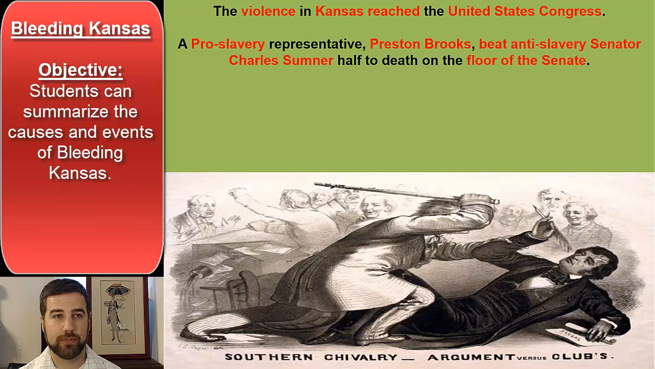And so Preston Brooks, who is a pro-slavery representative in the House of Representatives, comes to defend the honor of his cousin that Charles Sumner had ridiculed and said was basically sleeping in bed with slavery. And he comes to Charles Sumner on the Senate floor, and he takes his metal-tipped cane and he bashes in Charles Sumner's head on the floor of the Senate.